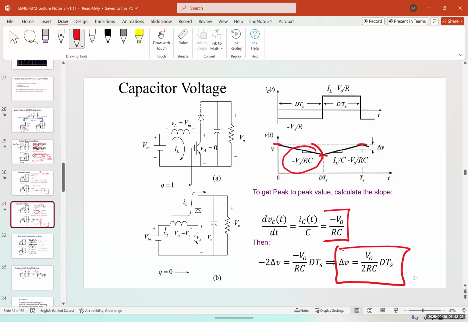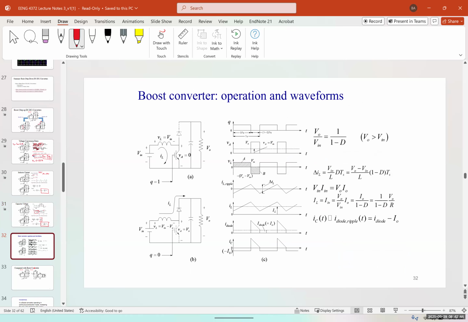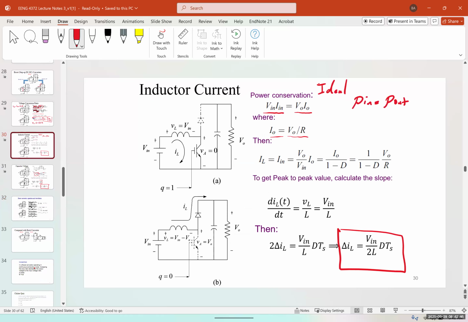Now, how can we reduce the ripple and the delta? We can increase R or C, and therefore we can reduce delta V if we want to reduce delta V. And same thing for delta I as well. Increasing L decreases the delta IL.